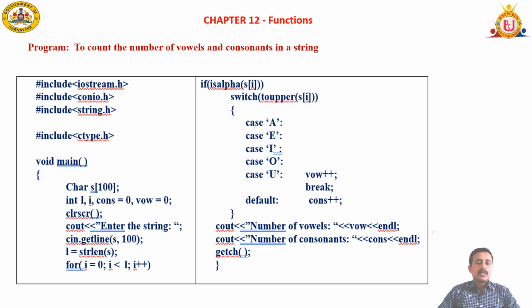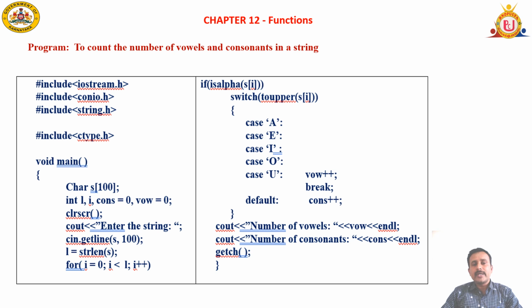So next, one more program, students, to count the number of vowels and consonants in a string. See in this example, I have included ctype.h as well as string.h. Char s of 100, so here the c must be a small letter. Int, numeric type of data we need. That's why I have taken l.